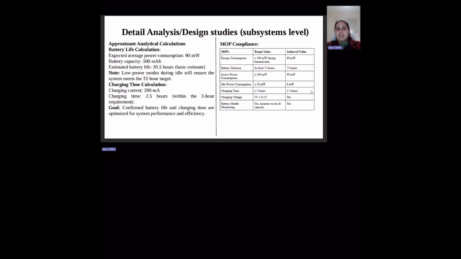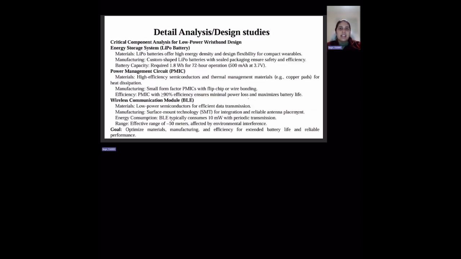On our right side, we're going to see the MOP compliance. We have the MOPs, the target value, and the achieved value. The MOPs are the energy consumption, battery duration, active power consumption, idle power consumption, charging time, charging voltage, and battery health monitoring. We have the targets here, and if we compare them with the achieved values, we see that the values are achieved.